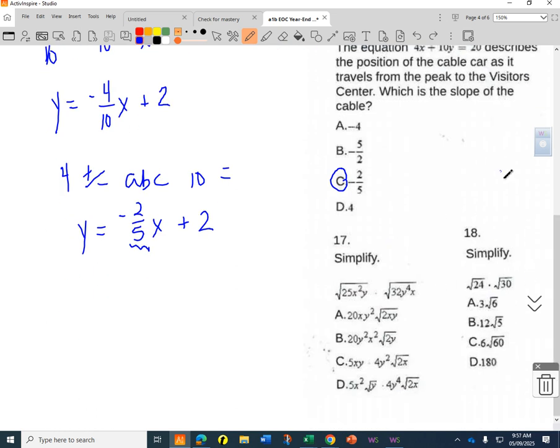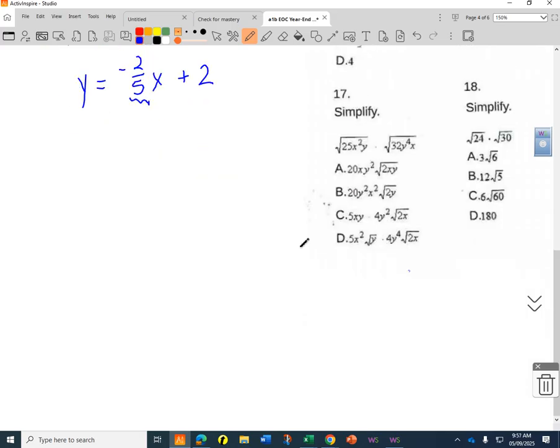17 and 18, we just finished this unit on 17 and 18, so we're going to do those. 17, so what I would recommend for your strategy is rewrite.